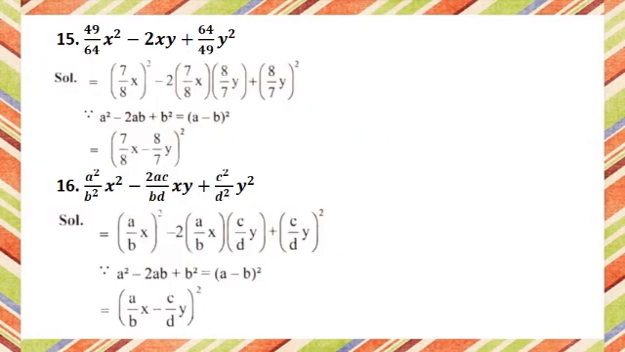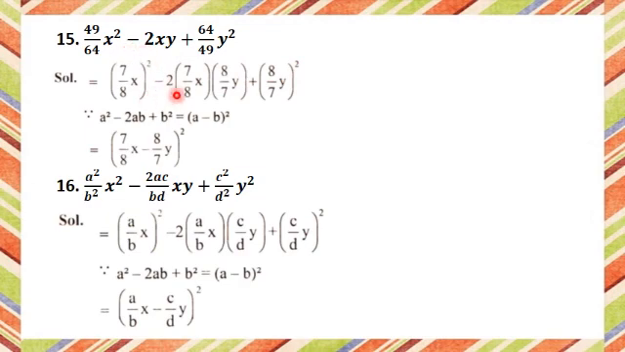Okay, after that we are moving to our question number 15. It is in the form of fractions. 49 upon 64 x square minus 2xy plus 64 upon 49 y square. So we are observing that 49 is a perfect square of 7, 64 is a perfect square of 8. So 7 upon 8 x as a whole square, and similarly for the last term, that is 8 upon 7 into y whole square, and in between you have minus sign.